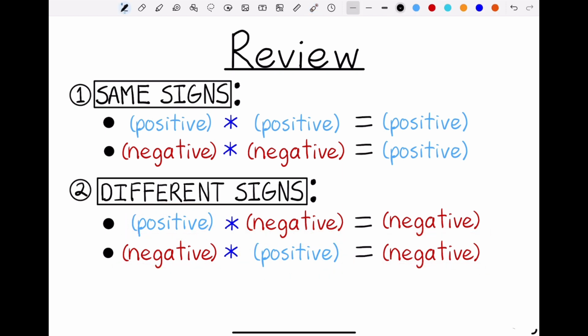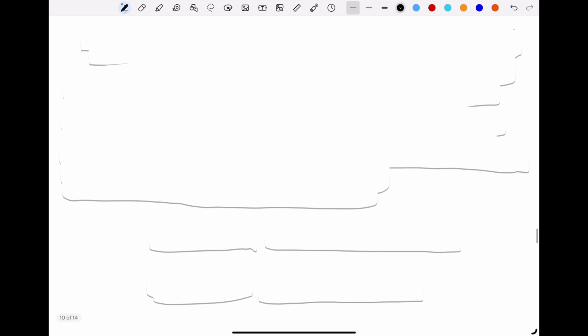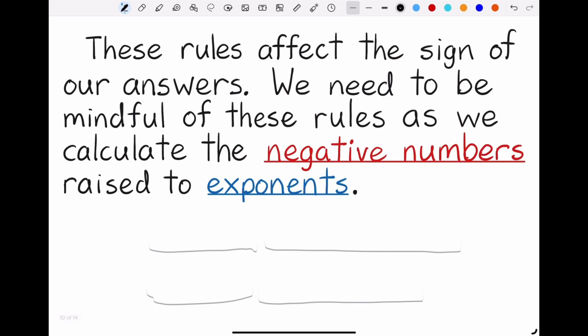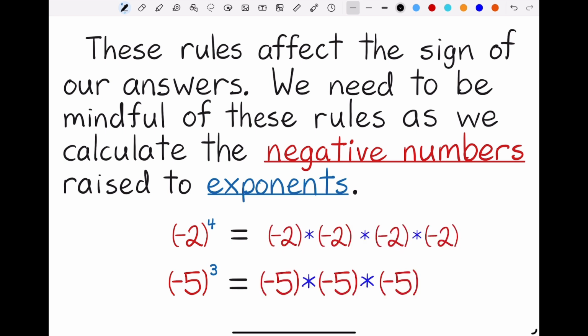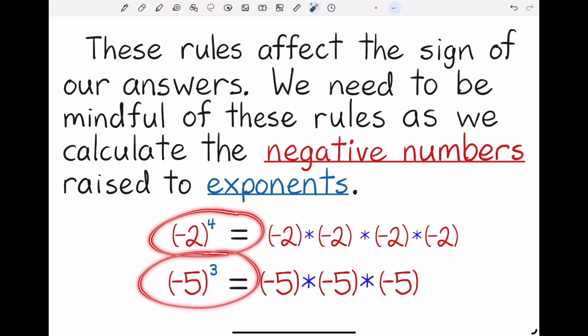And these rules are important because these rules are going to affect the sign of our answers. So whether we calculate the value of negative 2 to the fourth or the value of negative 5 to the third, we'll still end up multiplying numbers together. And so we need to be mindful of these rules so that way we get the correct sign for our answers. Alright, so now that we know how to multiply with negative numbers, let's calculate the value of these exponential expressions. So I'll see you in the next video.